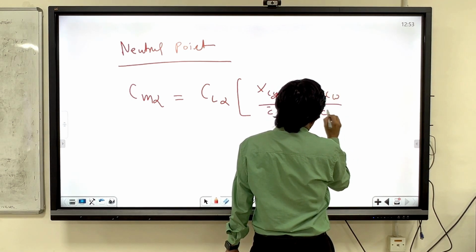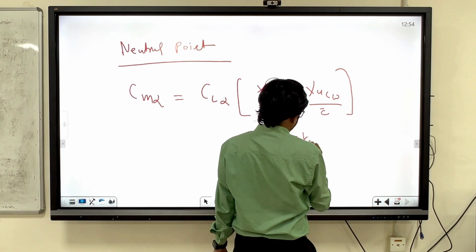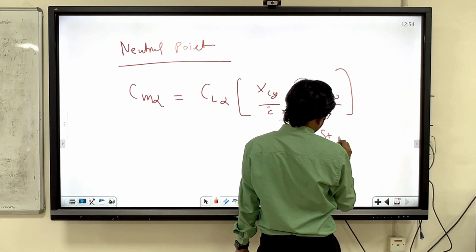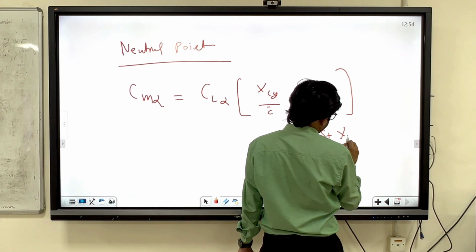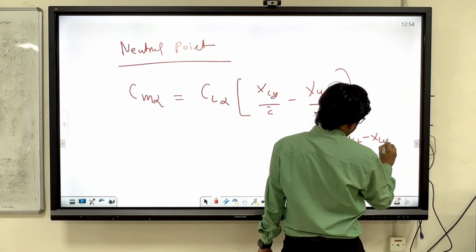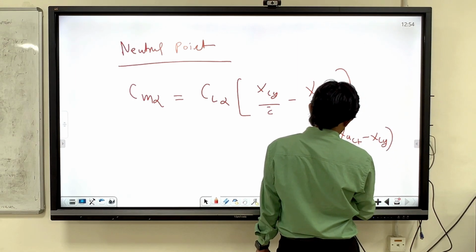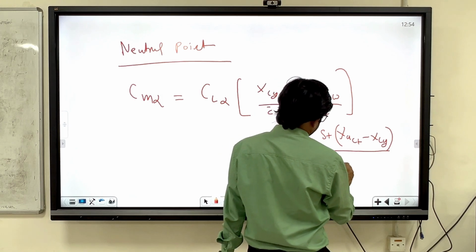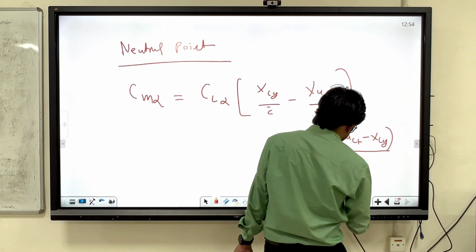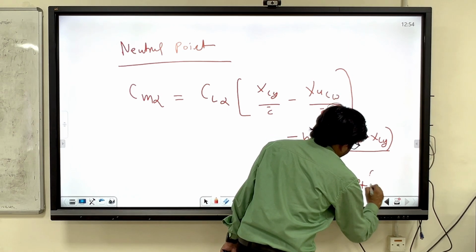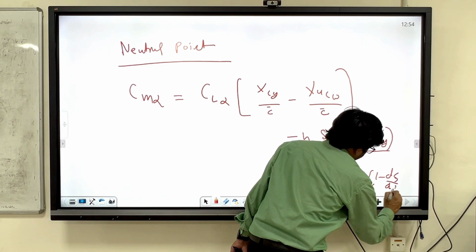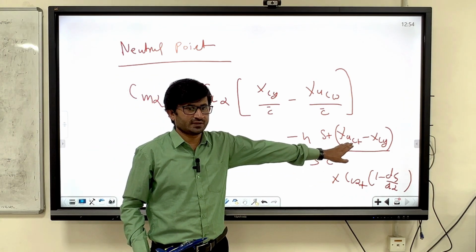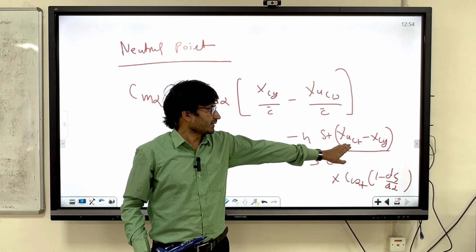XAC of the wing, okay, minus eta VH. What is VH? VH is ST times LT. You may write XAC of the tail minus XCG by c bar, eta VH into CL alpha of the tail and 1 minus dou epsilon by dou alpha. See, LT is nothing but the difference between tail aerodynamic center and CG.